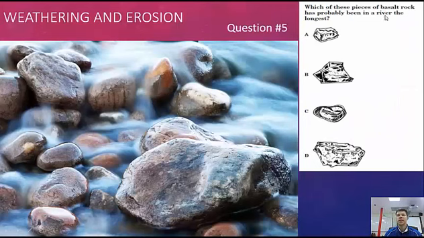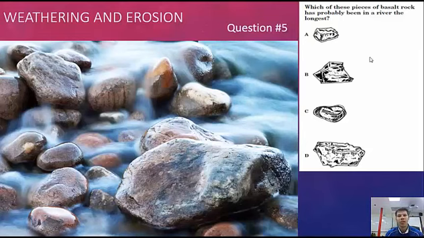So which of these pieces of basalt rock has probably been in the river the longest? We got a square piece here, and we got a funky irregular shaped piece here. We got a very kind of rounded, smooth piece for C, and then we got another little bit larger irregular piece right here.